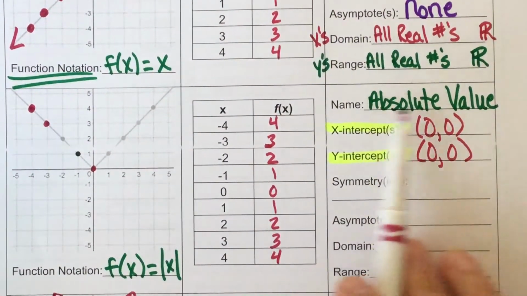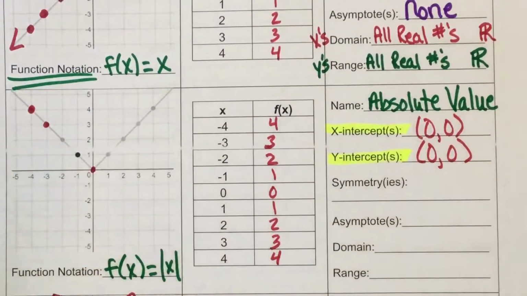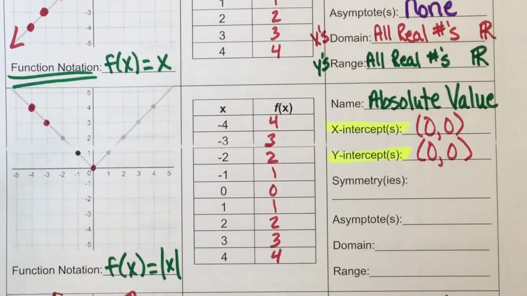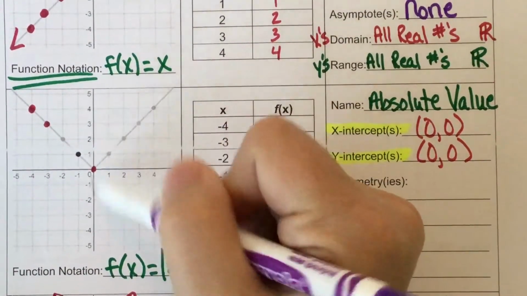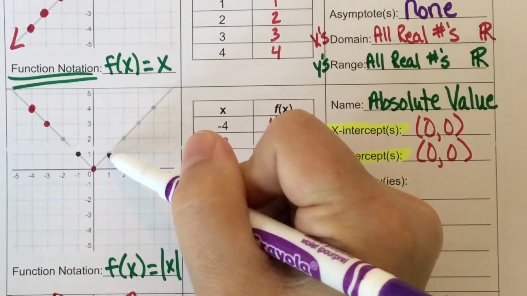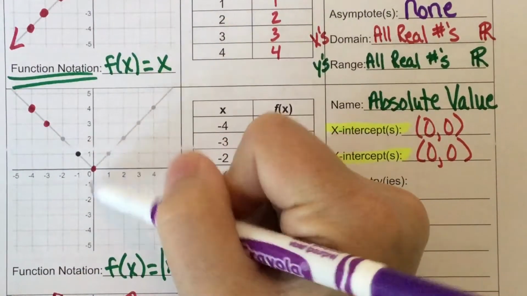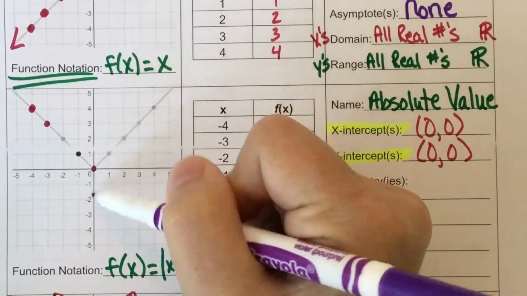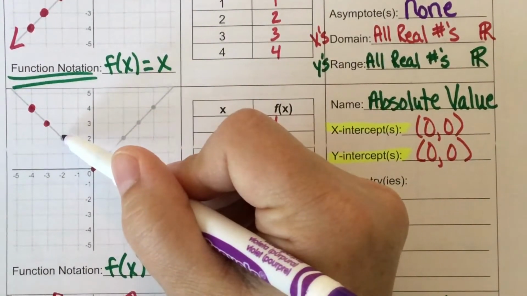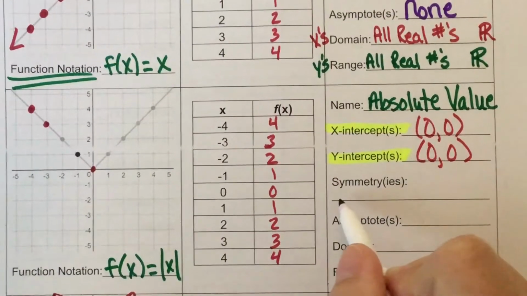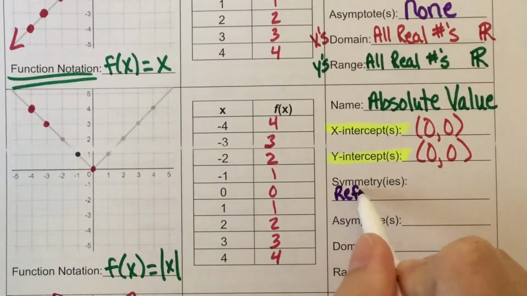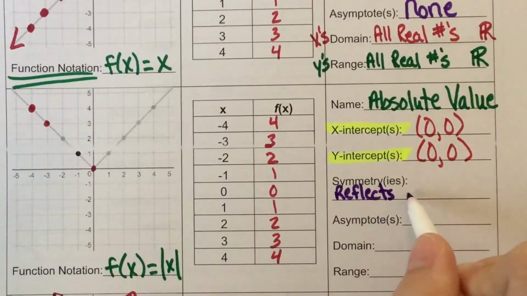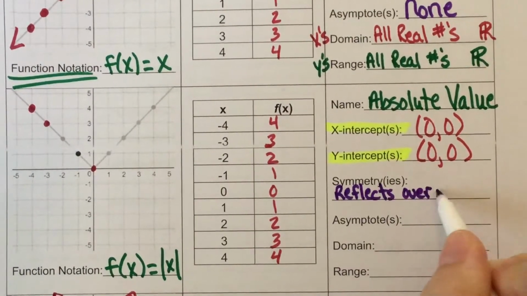So this is our absolute value parent. Okay, I do want to talk about symmetries on this one. So this graph reflects over the y-axis. If you flip this over the y-axis, this point, boop, that's where it lands. If you flip this point over the y-axis, boop, that's where it lands. So the symmetries for this one, it reflects over y-axis.